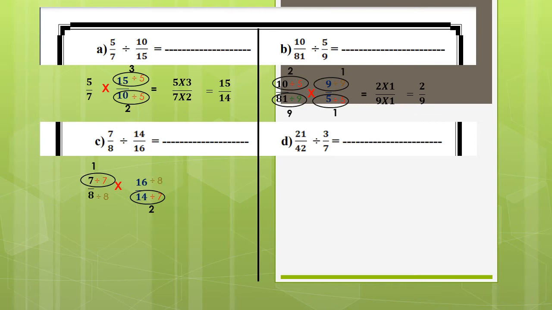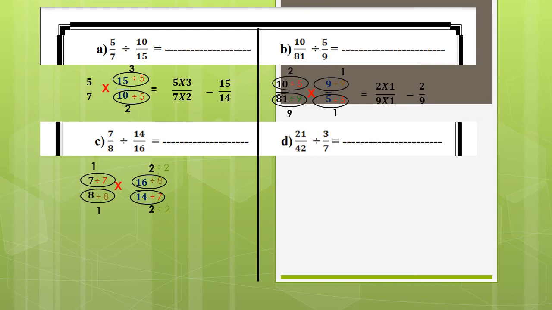16 and 8 are together in table 8, so I'm going to divide by 8 up and down. 16 divided by 8, which is 2. 8 divided by 8, which is 1. So here, what's up? 1 times 2. What's down is 1 times 2. So it's 2 over 2, which is 1.